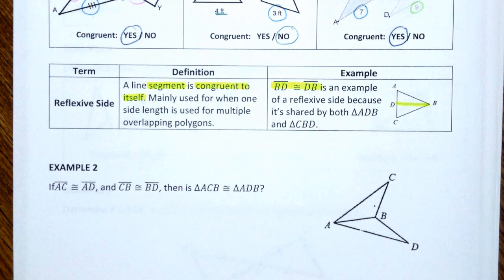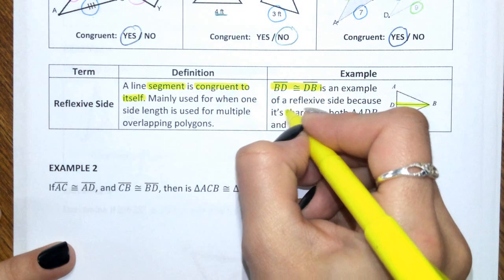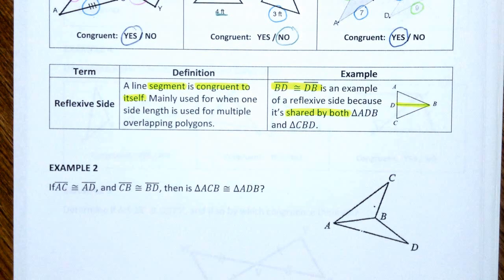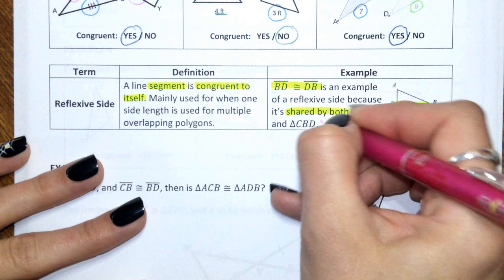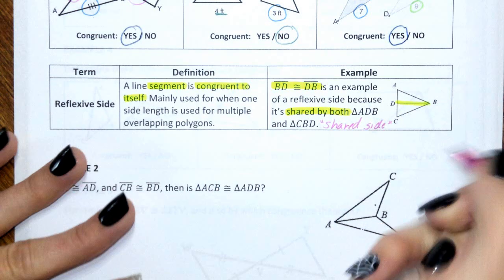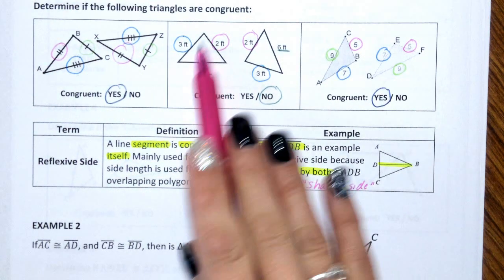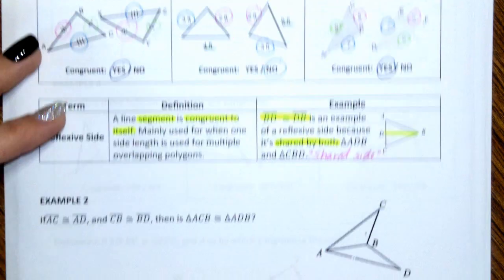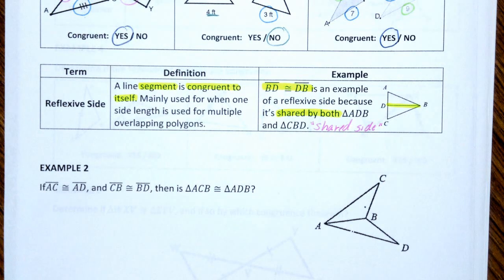If you look below, you can see a triangle. Okay? And this is a reflexive side because it is shared by both triangles. So I've always called this what I call a shared side. This is something that will not be given to you. You won't see a congruency tick mark. You won't see a measure value. You're going to have to automatically see this and mark it congruent.